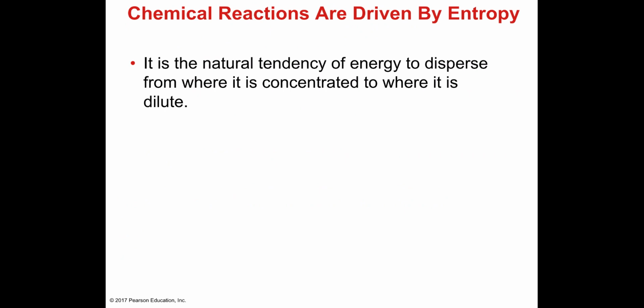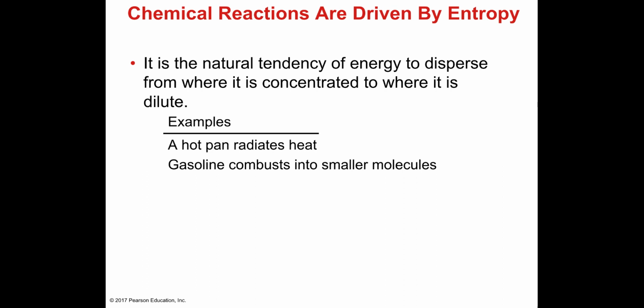All right. The last part we're going to be looking at here is entropy. Okay. Chemical reactions are driven by entropy. So what is entropy? It is the natural tendency of energy to disperse from where it is concentrated to where it is dilute. Okay. Example, you have a hot pan, it radiates heat. The hot pan is where energy is concentrated. But when you stand beside a hot pan, what do you feel? You feel some of that heat being radiated towards you. Okay, so that's what entropy is all about.